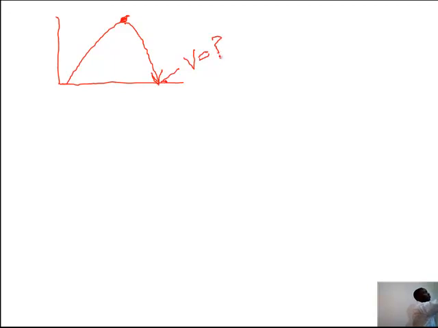Now the next question said we should find the velocity when the ball hits the ground. That is, when the object is thrown up. So what is the velocity at this point? We know that velocity at the maximum height is 0. So we should find the velocity when the ball hits the ground.